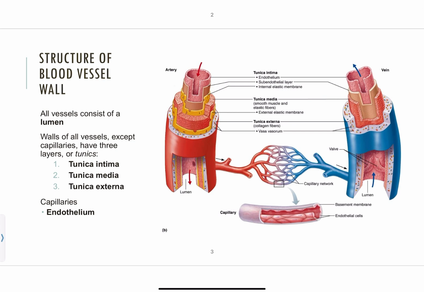So if we look at the structure of a blood vessel wall, we find that all vessels, except for our capillaries, are going to have three distinct layers. And these layers we refer to as tunics. And these layers are going to surround a central blood-containing space that's referred to as the lumen.